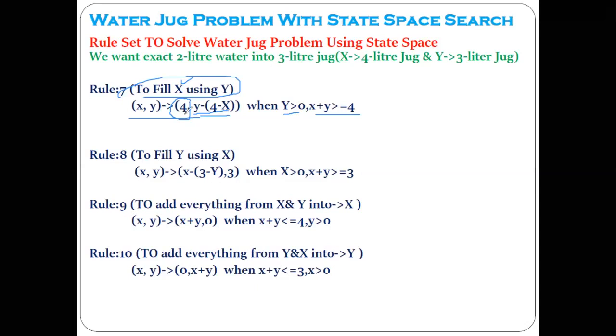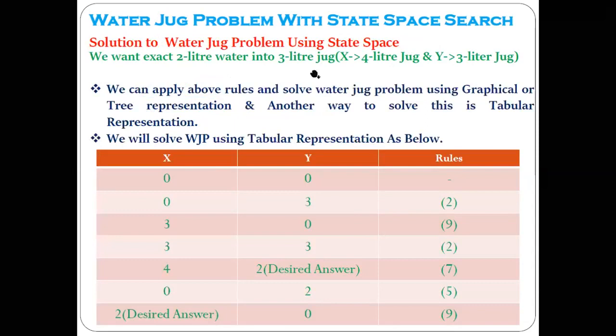According to the remaining capacity of the X jug, we will pour water from the Y jug into the X jug. This condition is written in the state space representation as Y minus in brackets 4 minus X. And if you go on filling the X jug using that rule.